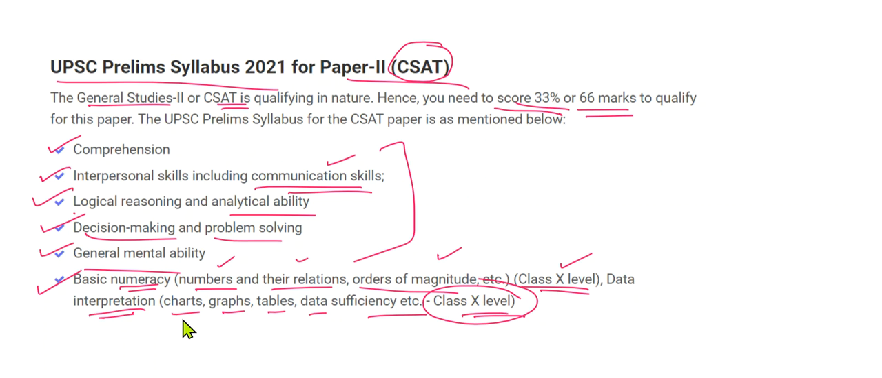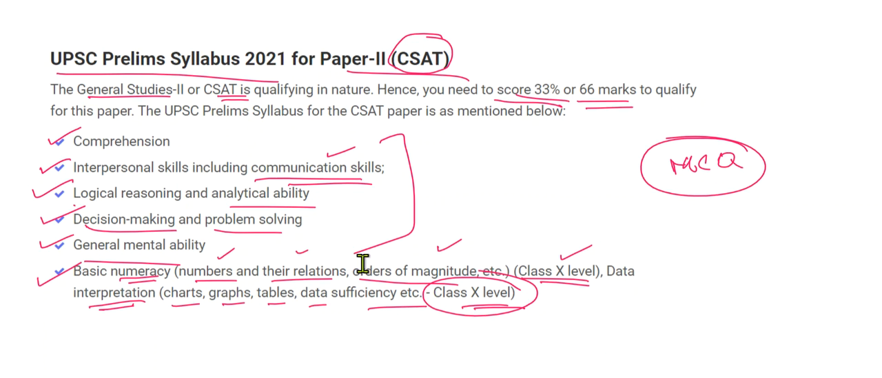I hope now all these are MCQ based only. These questions are MCQ based only. Is it clear? Right.